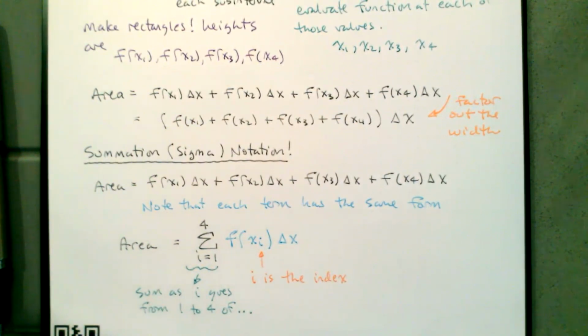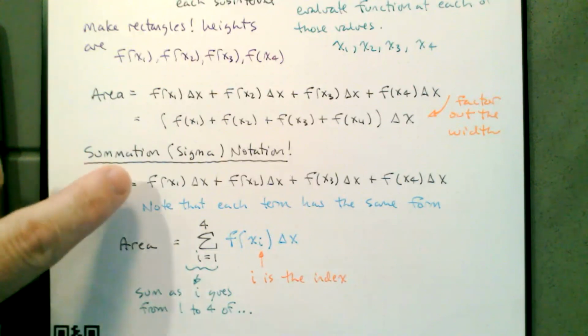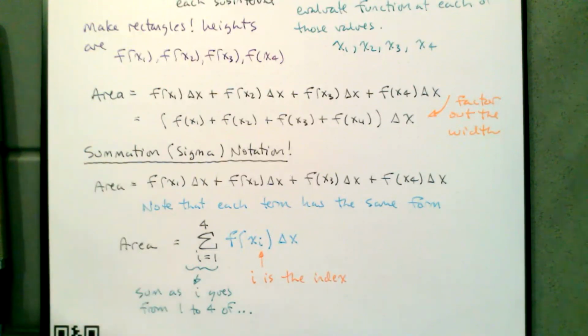That means you plug in 1 for the i, then 2, then 3, and then 4. This sigma notation always counts by integer. The reason that we want to do this is that this is the expression for 4 rectangles.